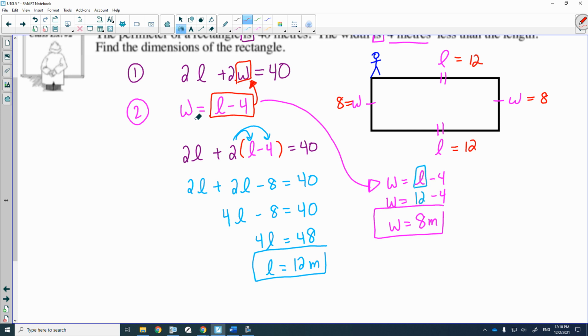So let's verify the second system. It was W is equal to L minus 4. We got W to be 8, and we got length to be 12. 12 minus 4 is 8. So I've got 8 on the left, 8 on the right. The system is verified. The answer is 8 and 12.